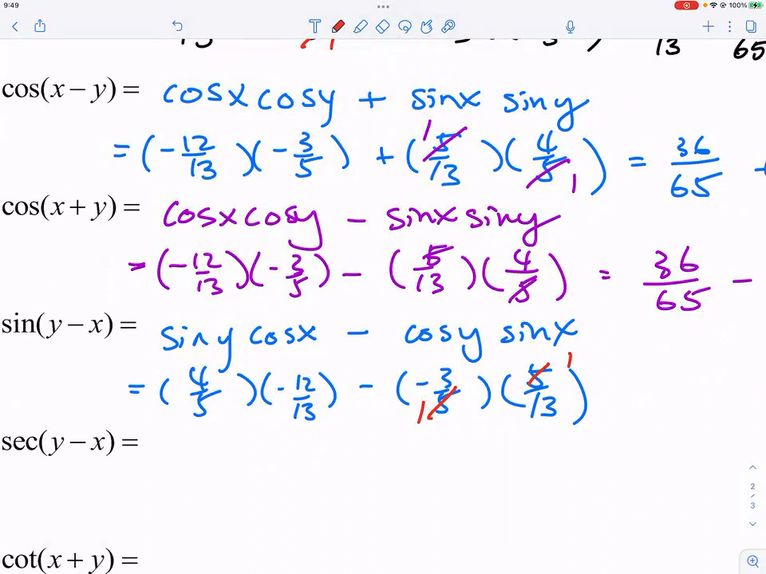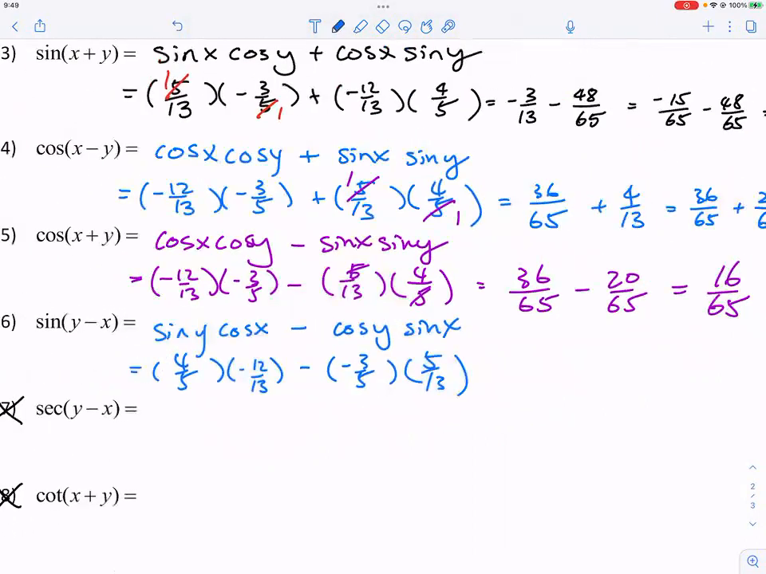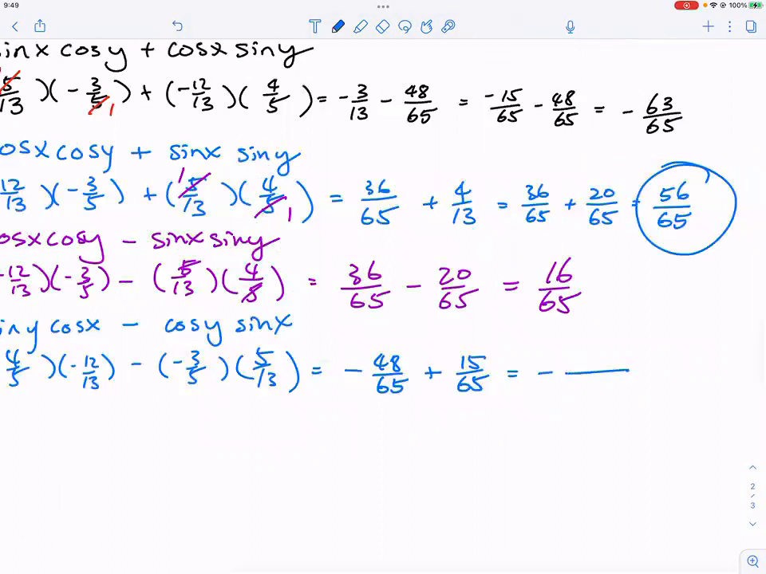You can reduce the 5, but actually let's just keep the 5, because I'm going to do the common denominator anyway, so there's no point in simplifying. So you get negative 48 over 65 plus 15 over 65. That gives you a total of negative 33 over 65.